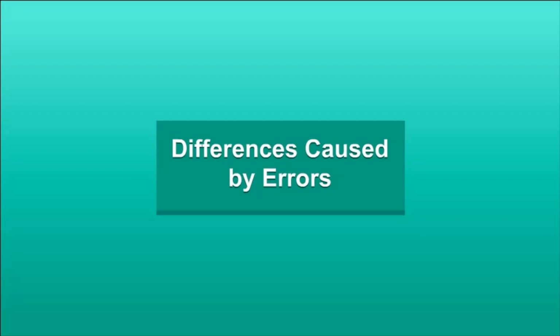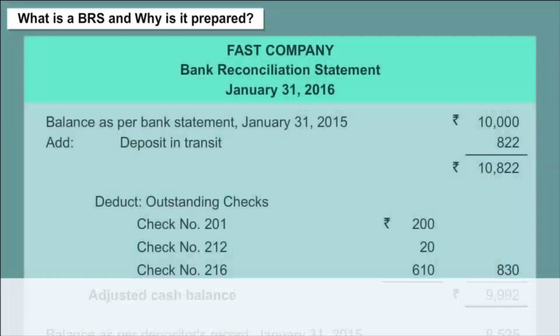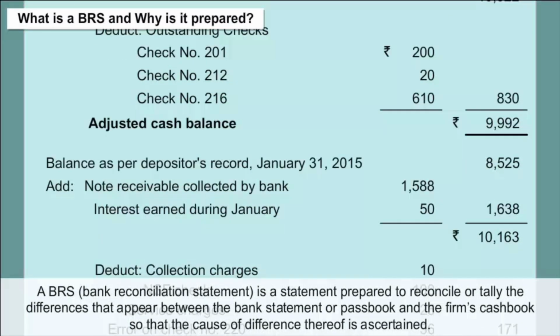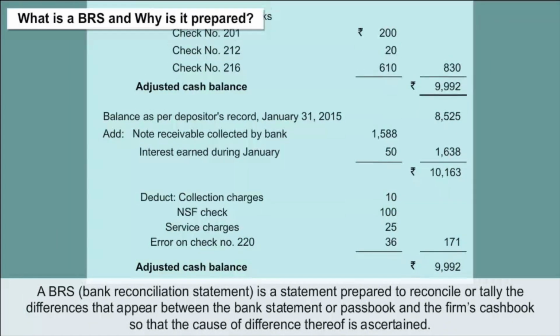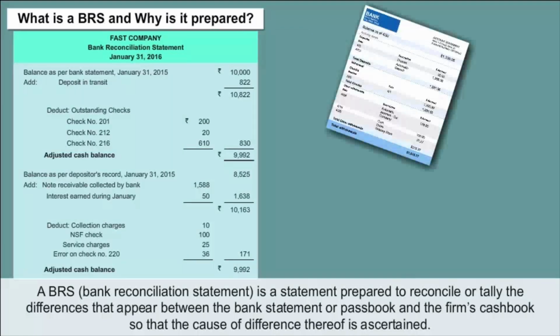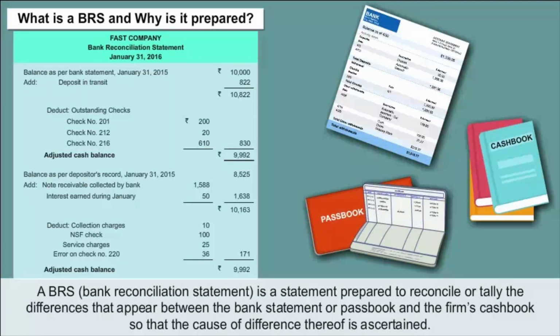Differences caused by errors. What is a BRS and why is it prepared? A BRS or Bank Reconciliation Statement is a statement prepared to reconcile or tally the differences that appear between the bank statement or passbook and the firm's cash book, so that the cause of difference is ascertained.